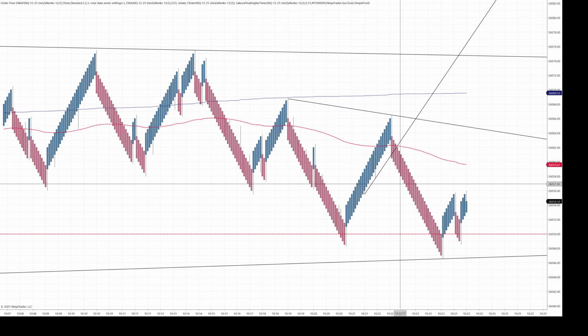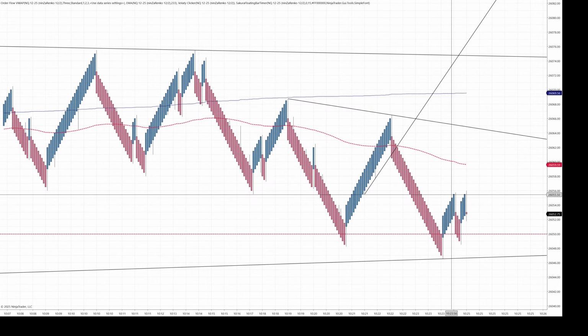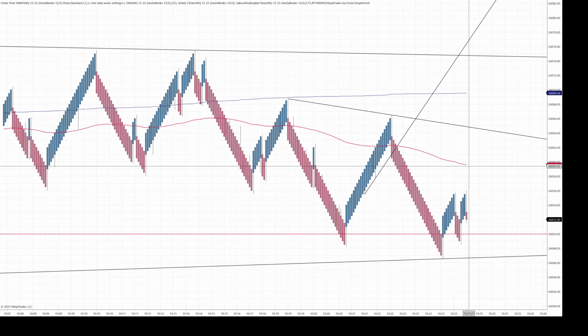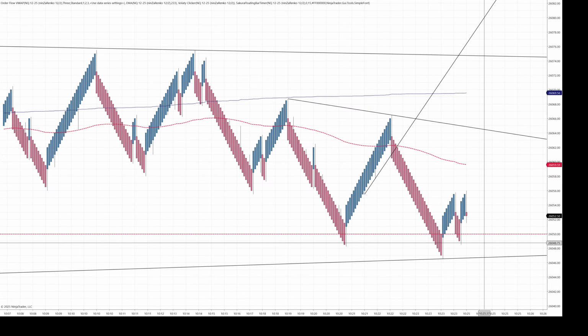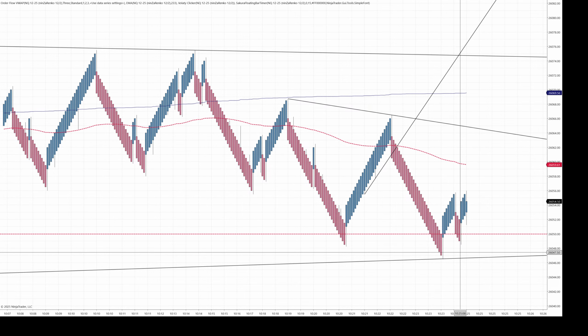Now we got a reversal to go back up. Problem is we don't have the room to make 8 points before hitting this trend line. So this is why we skipped this one. We skipped this bullish entry here.